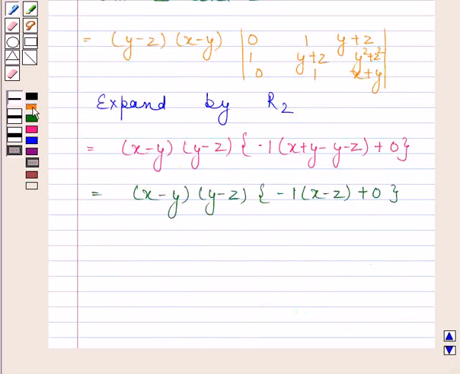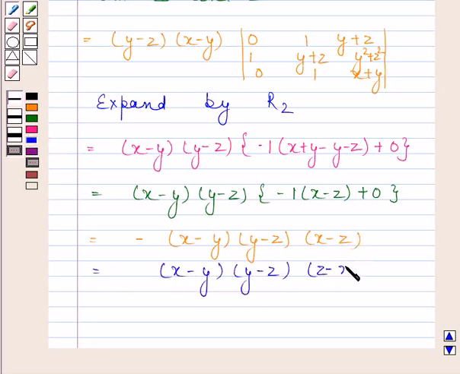This is equal to minus of x minus y into y minus z into x minus z, and this is equal to x minus y into y minus z into z minus x. So we have proved that left hand side is equal to right hand side. This completes the session.